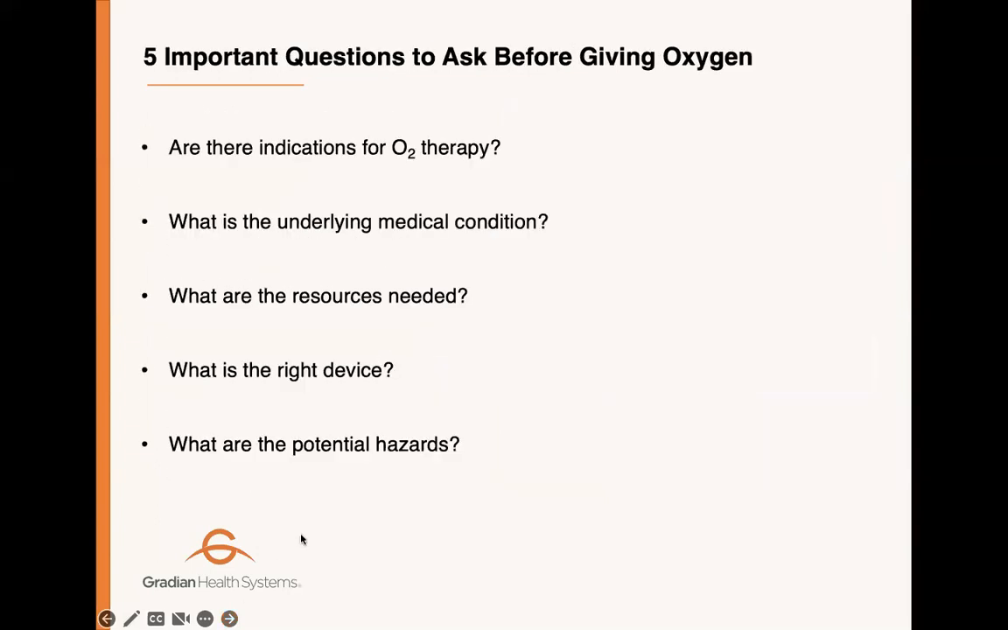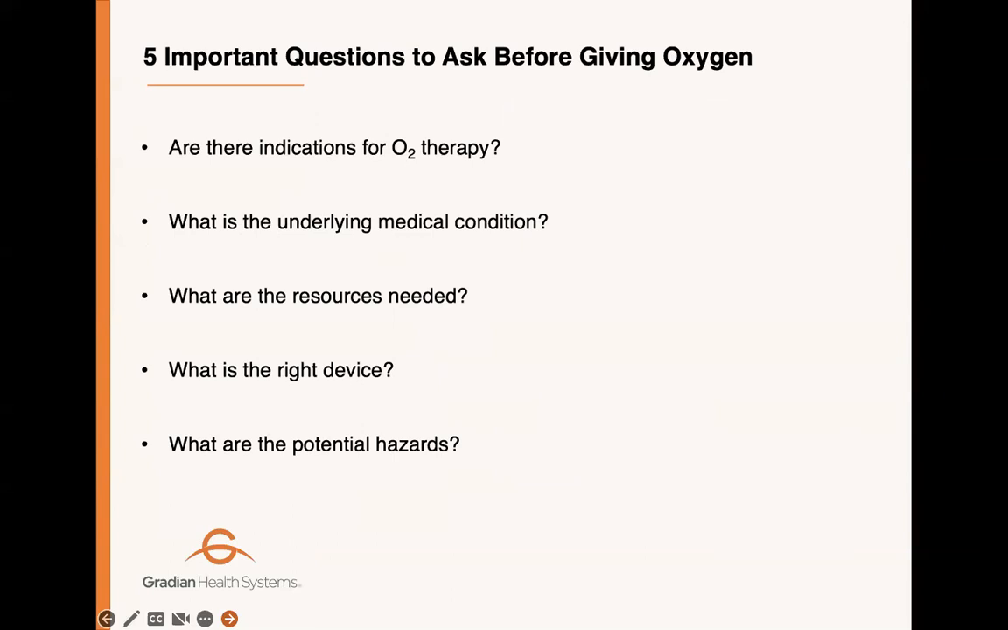Next one. Before giving oxygen, what are the important questions which you should ask yourself? As I said earlier, oxygen is a drug, so it is not recommended for everyone who comes to the hospital, but only for the people who are indicated to have oxygen therapy. The administration of oxygen should also be thought through after considering the underlying medical condition.